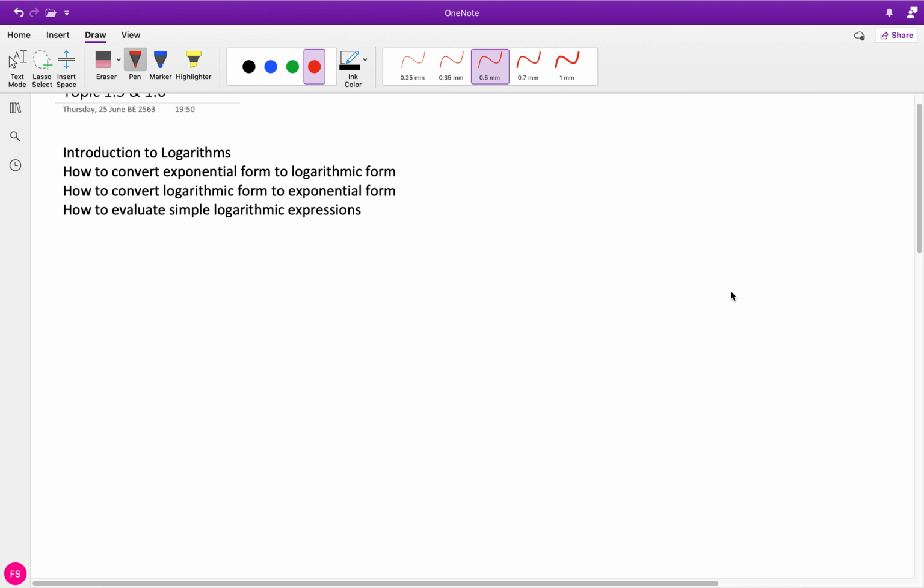Today we are going to learn about logarithms, how to convert exponential form to logarithmic form, how to convert logarithmic form to exponential form, and how to evaluate simple logarithmic expressions.